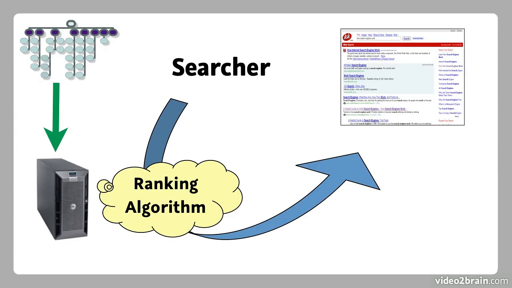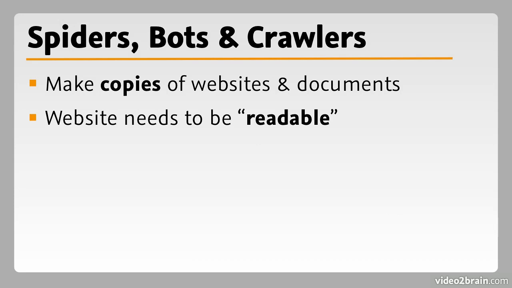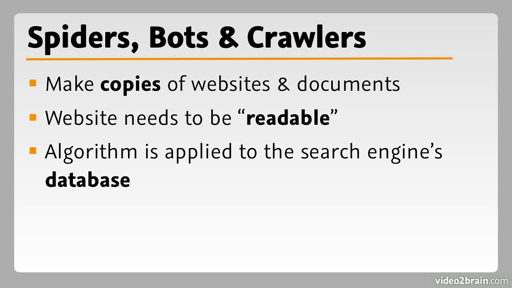And so we can see the process here that the search engines have to download a complete copy of your website to their servers. The searcher, when they type in a search, is processed through the search engine's database, through the ranking algorithm, and then those results come out of the database. So, quick overview, spiders, bots, and crawlers, they make copies of your websites and of your documents. So your website needs to be readable or seeable to a search engine, and then the algorithm is applied to the documents that the search engine has downloaded to its database.